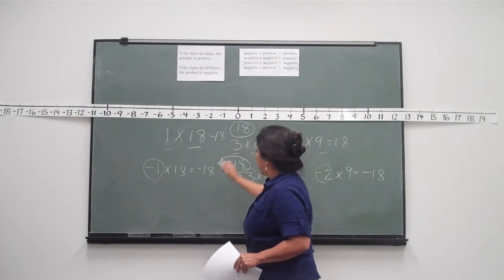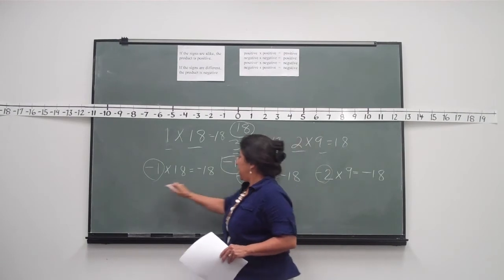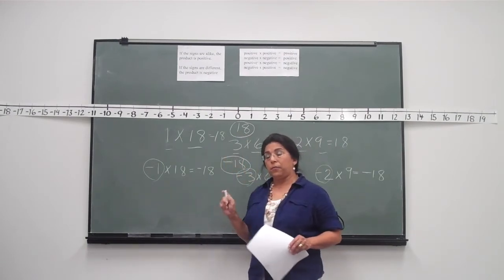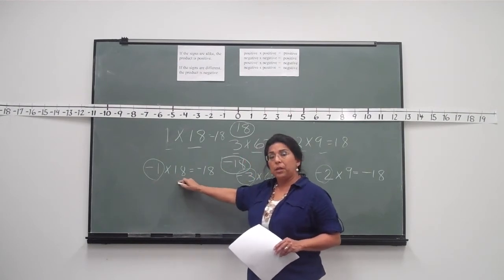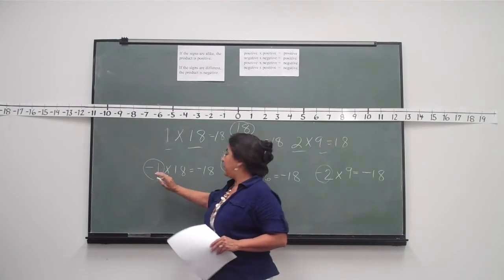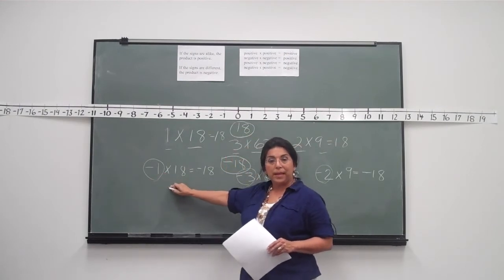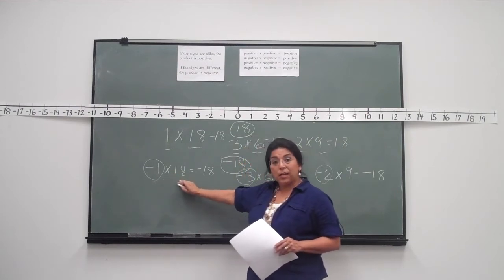Okay, so if the signs are different, we're going to get a negative. A negative and a positive is a negative. Now, does it matter which one of the two factors is going to be negative? No, it doesn't. The 18 could actually be negative.